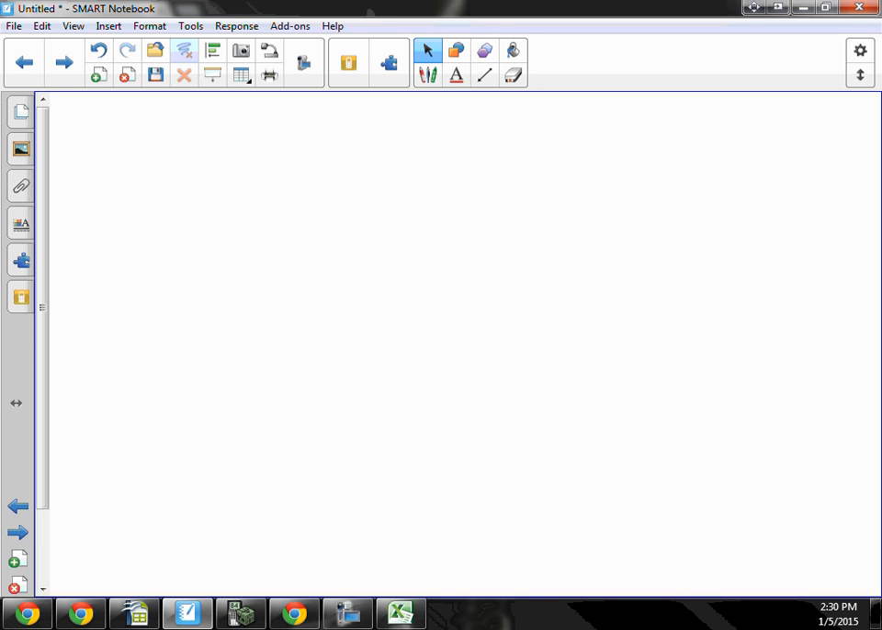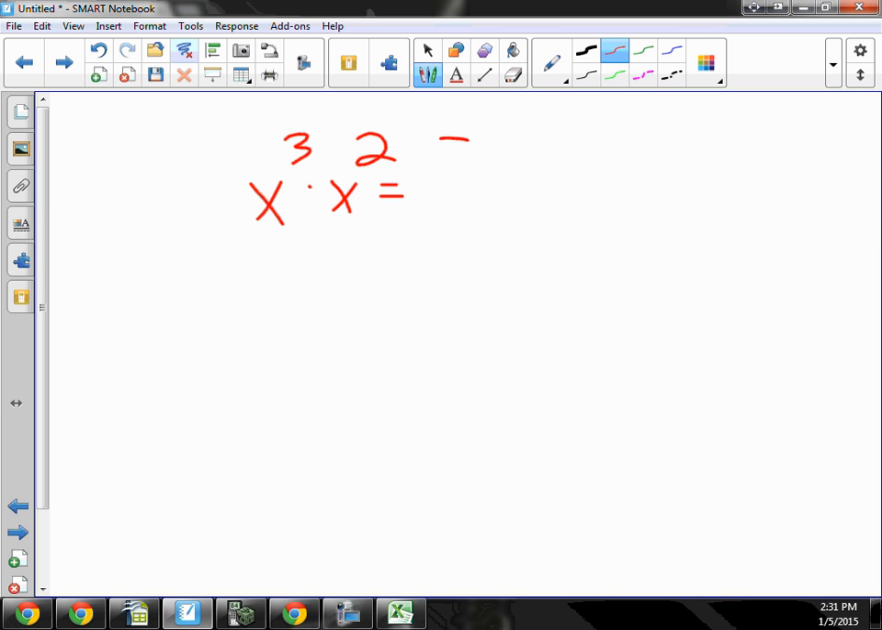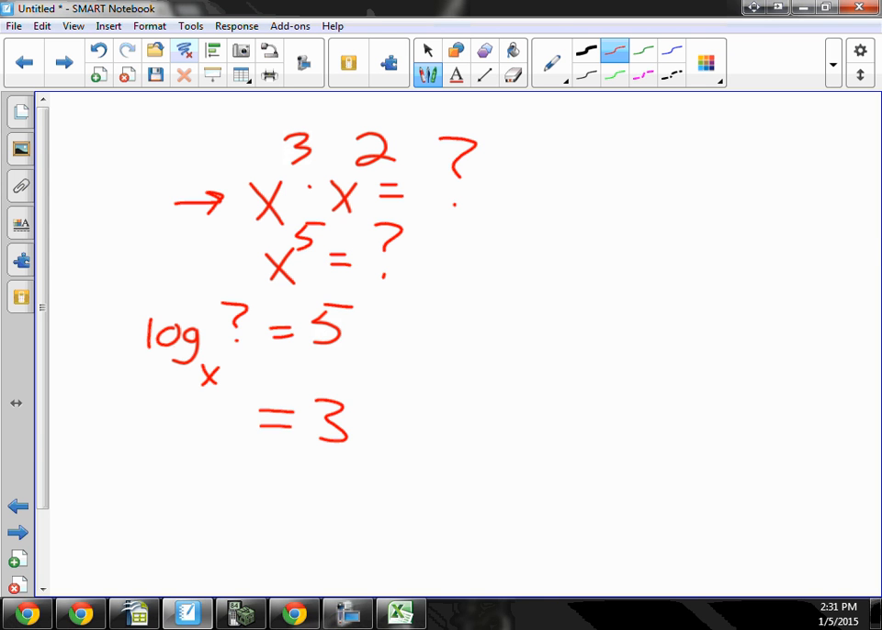So now we're going to apply the product rule to logarithms. So if I had x to the third times x squared equaled some unknown number, okay, I can convert that to x to the fifth equals some unknown number. Let's put that in logarithm form and see what happens. Log base x of some number is 5, right? Well, what if I split the 5 into this? What would the 5 look like if I were to split it in the top one? 3 plus 2.